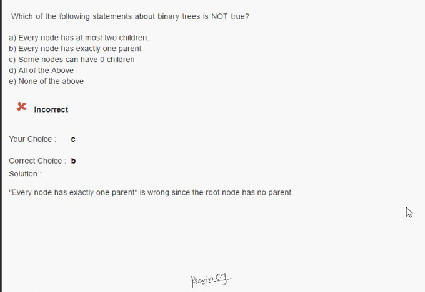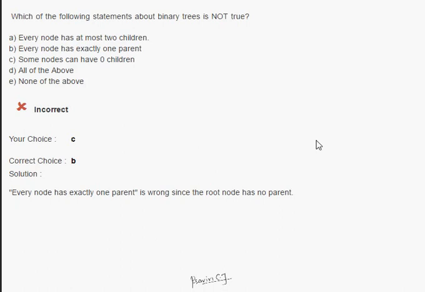Okay, no, every node has exactly one parent, that is the wrong one. It needs to have two children, that is the most important thing for a binary tree. We have learned very well that in a binary tree every node has at most two children. One can have one also, but when we have exactly two children, then it is called a complete binary tree.